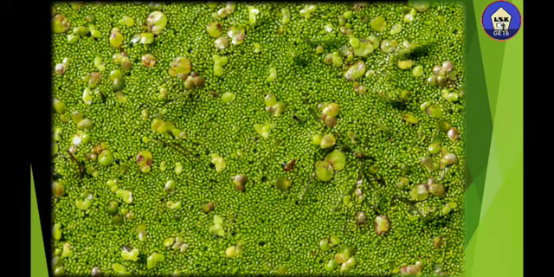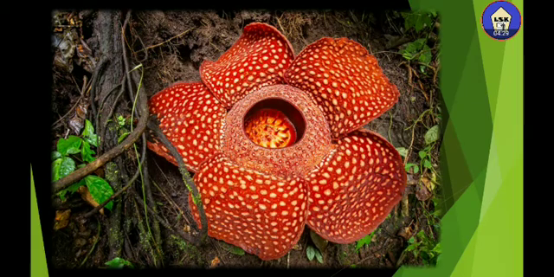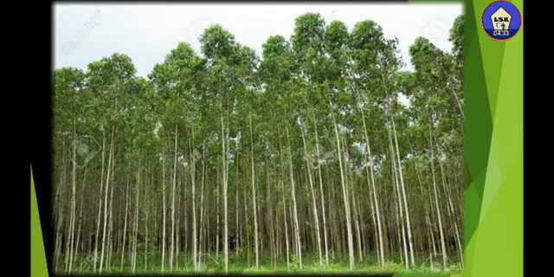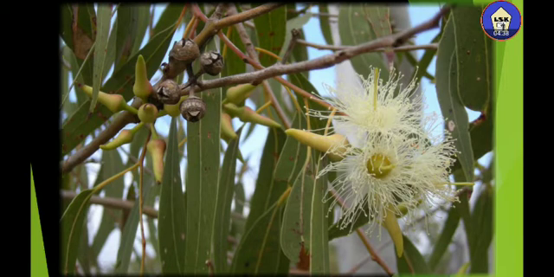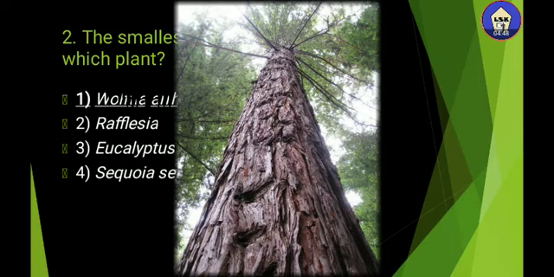Here you can see the photograph of Wolffia. See here, the small structures are representing the plant. The next one is Rafflesia, the largest flower. This is a root parasite. The next one is Eucalyptus. So you can see the trees, eucalyptus trees. This is the close photograph. The flowers are clearly visible, even the leaves. And then Sequoia sempervirens, the tallest tree in the world, in the plant kingdom.